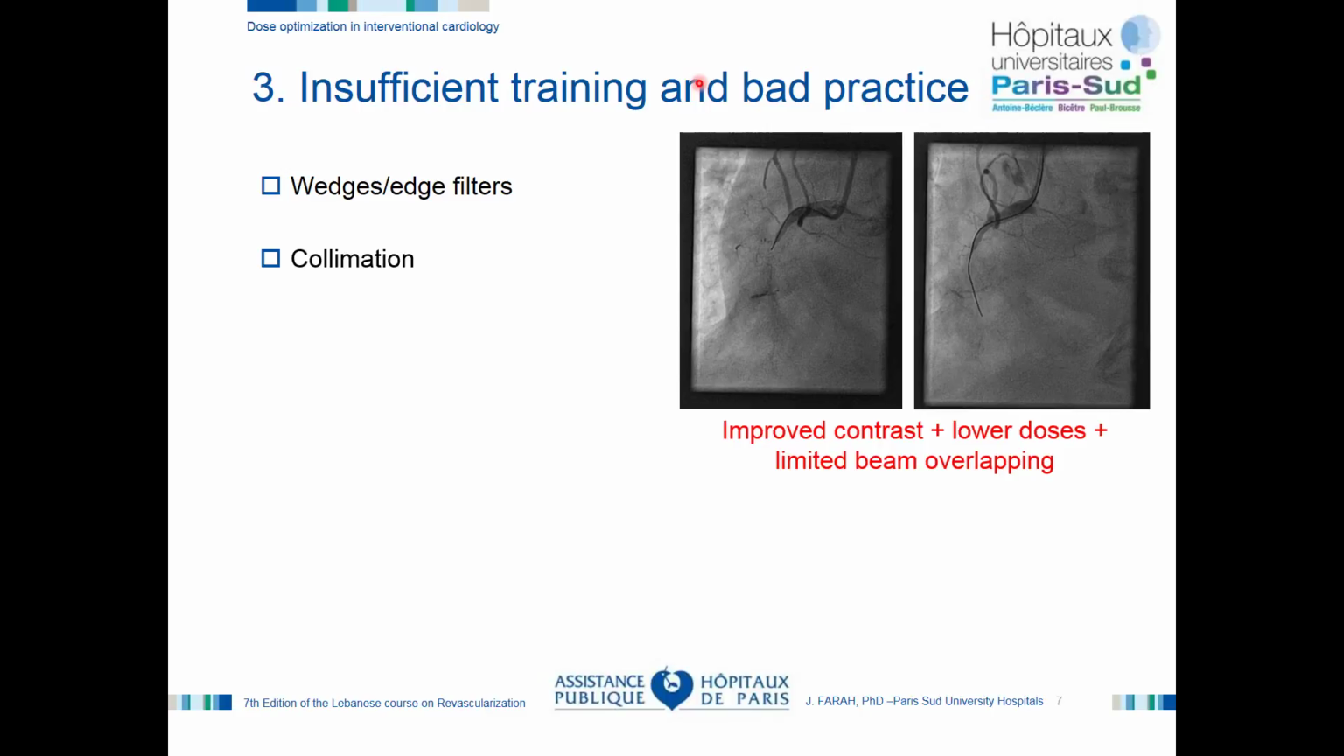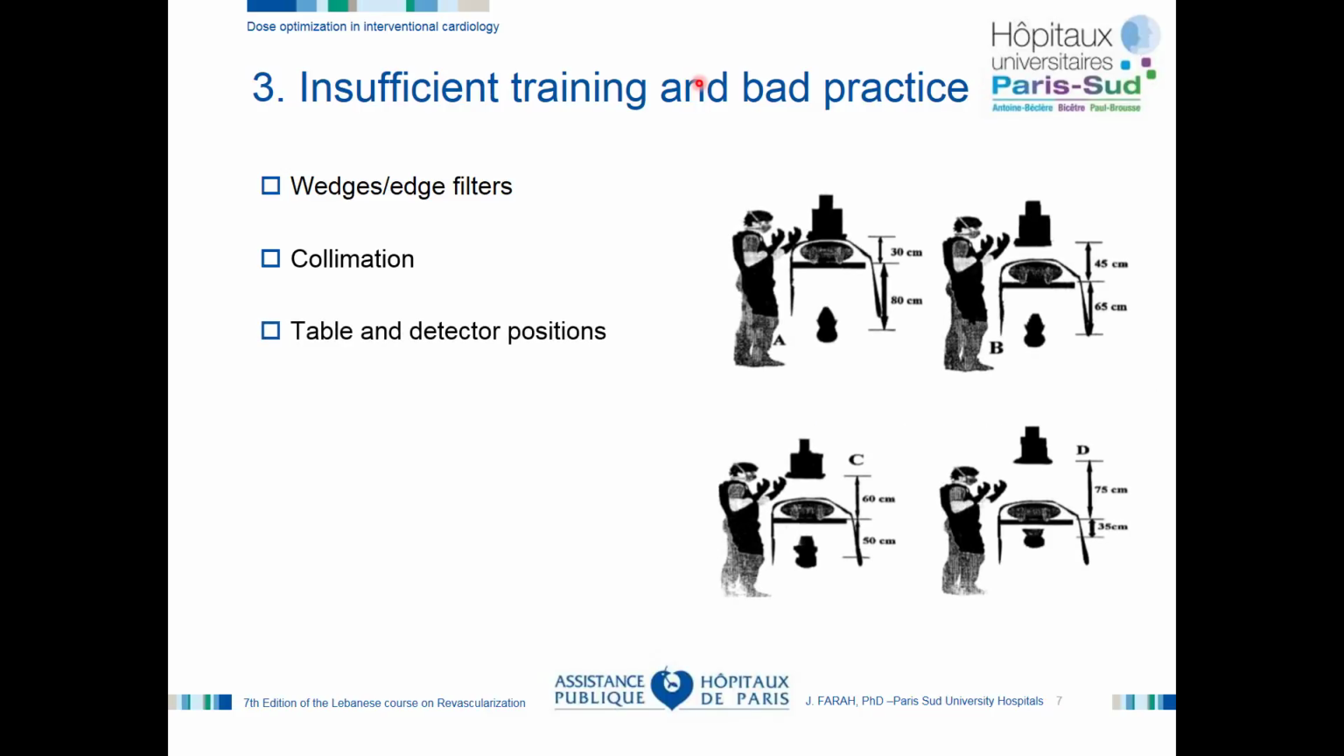Now, table and detector position. Can you tell me which of these four is the best, at least radiation protection wise, but actually even image quality wise? What's the best setting? Why did you say C?